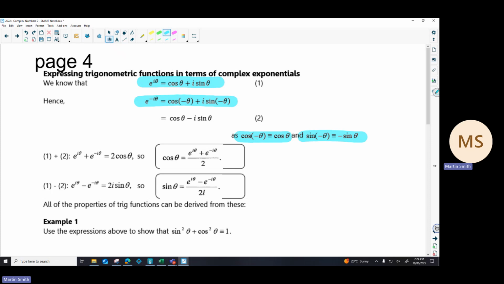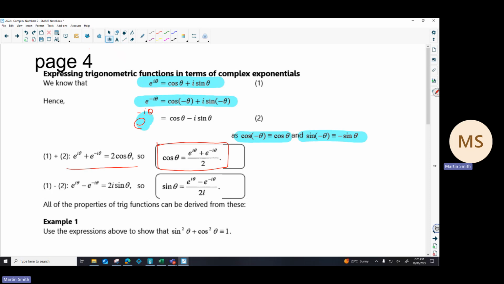So we've got these two expressions. We've got e to the i theta is cos plus i sine. We've also got e to the minus i theta is cos minus i sine. Now, if you add these two equations together, you get e to the i theta plus e to the minus i theta is 2 cos theta. And then divide by 2, you get cos theta is e to the i theta plus e to the minus i theta over 2, which is supposed to look a bit familiar.